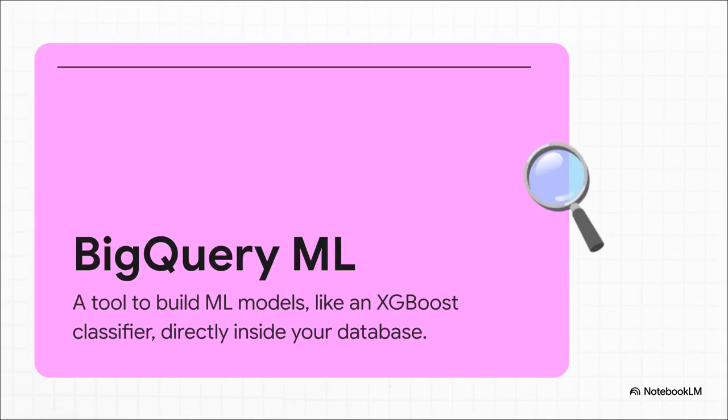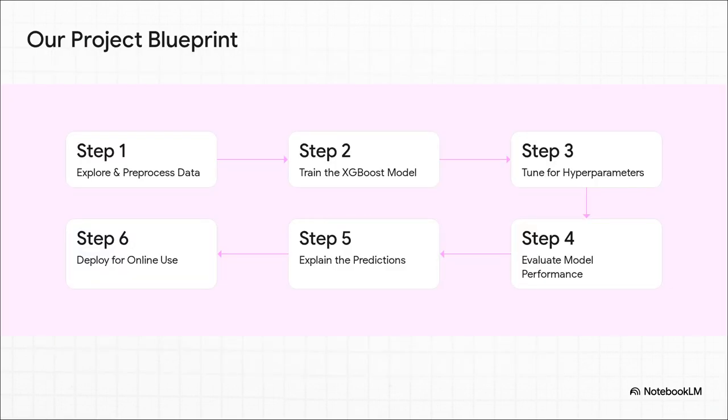BigQuery ML. Okay, so here's why BigQuery ML is such a game changer. It lets you do machine learning right where your data already lives. We don't have to move these massive, clunky data sets all over the place. That integration, it's a huge deal. It means we can build a really sophisticated model. In this project, it's something called an XGBoost classifier, which is just a fancy name for a tool that's great at making yes or no predictions using simple commands right inside our database. Super efficient.